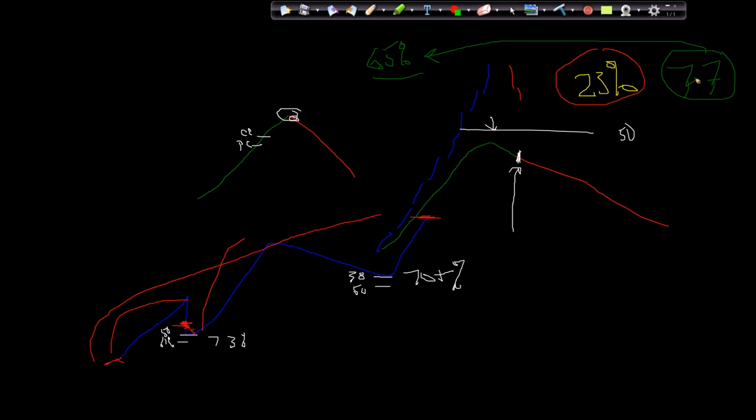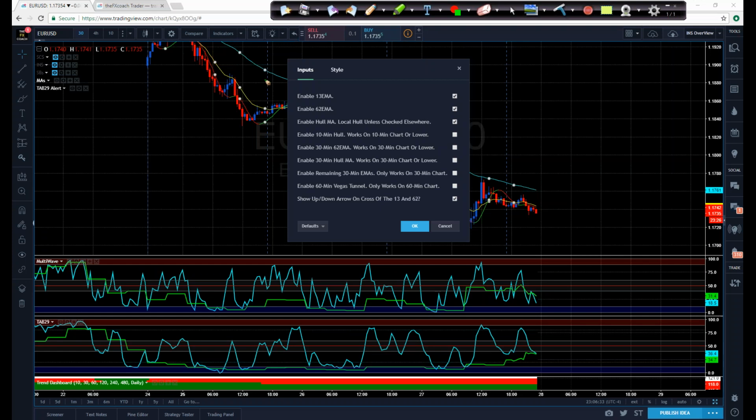You can put the Hall on any time frame. Remember, let's go back here a second. What did I say about this checklist, this checkbox? Enable Hall, it's local. So if I'm on a 240 chart and I click this box, I'm getting a 240 Hall.